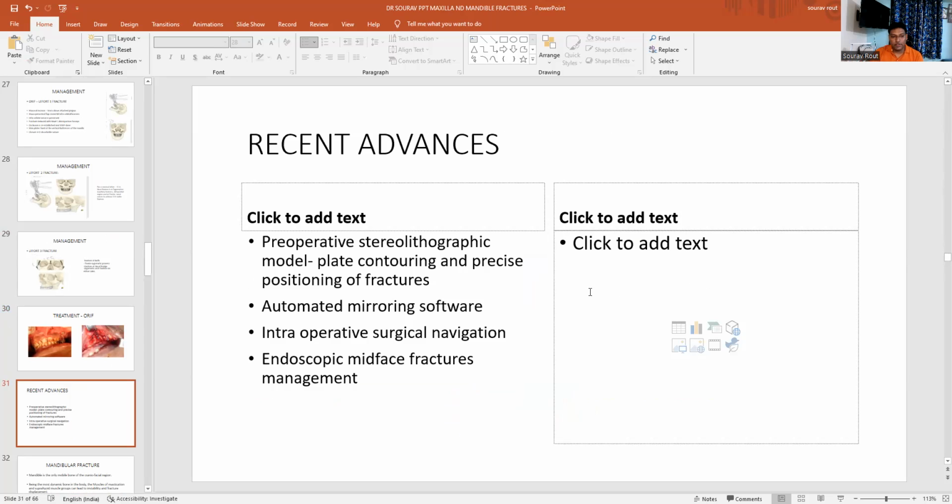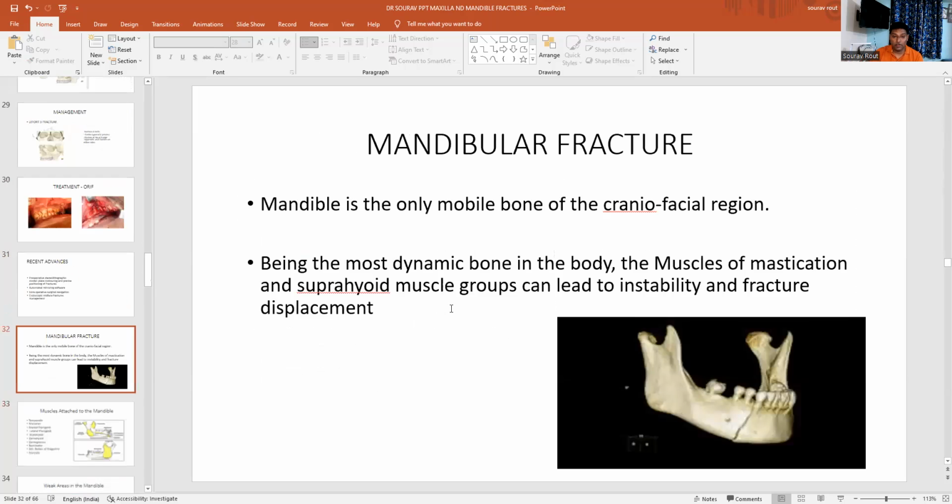Now, recent advances of this are a preoperative stereolithographic model. The plate contouring and precise positioning of the maxilla can be done. Automated mirroring software is now available in order to know exactly how much displacement is there, and to use the software in order to reduce it to the previous form. Intraoral surgical navigation methods are available, using navigation probes, and endoscopic midface fracture management can also be done in the recent advances.